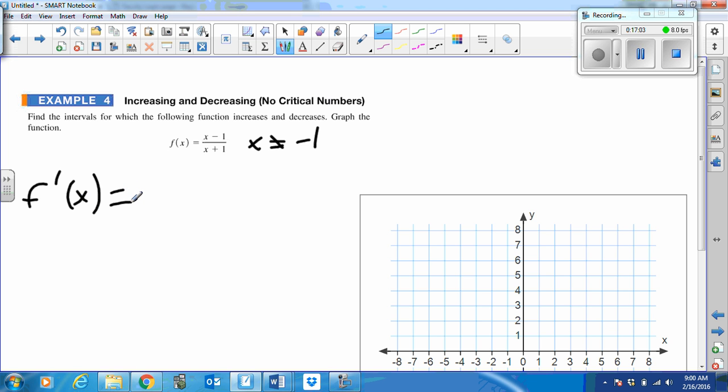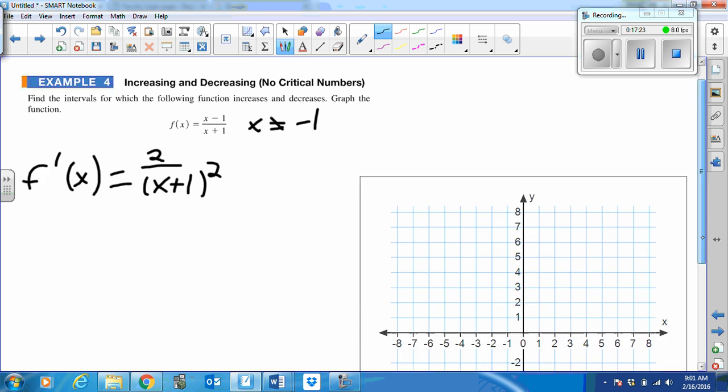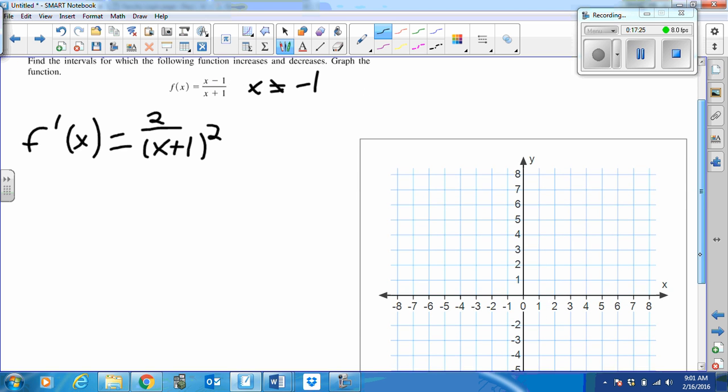And when I do that, I'm not actually going to show the work because this isn't a lesson on how to do the quotient rule. You're going to get 2 over x plus 1 squared. If you want to pause it right now and make sure that's what you get, you are welcome to do that.